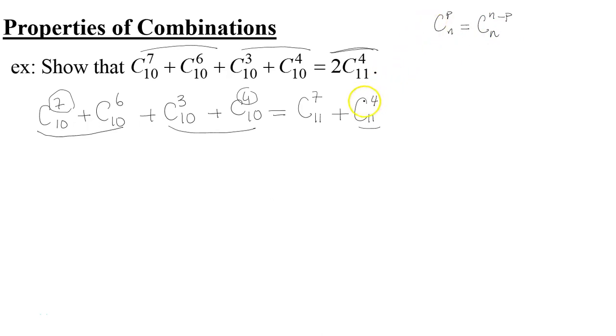Okay, so over here, basically, since 11 minus 7 is a 4, then according to this property, the combination of 7 out of 11 is equal to the combination of 4 out of 11. So adding this combination to itself twice leads to 2 times the combination of 4 out of 11.